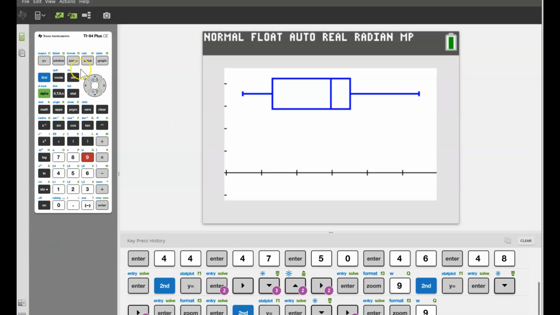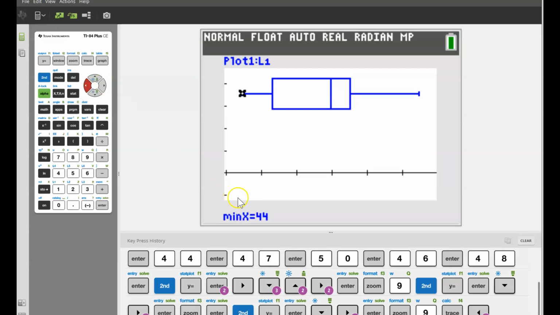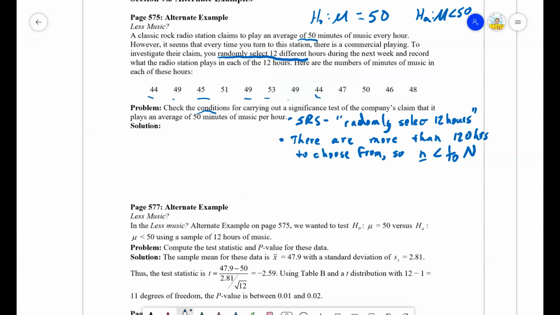So if I hit the trace button, this will allow me to get a scaled graph of my box plot. The minimum is 44, so I'm going to draw that for my box plot. So when I write my condition for normality, I need a graph. Okay, and this was the same for confidence intervals. We just didn't have to do it a whole lot. So the minimum is at 44.